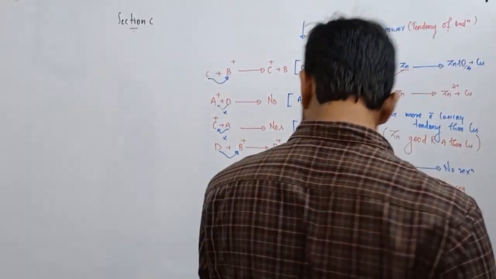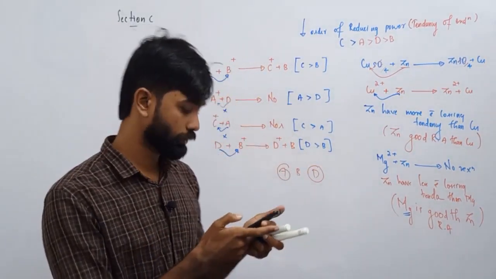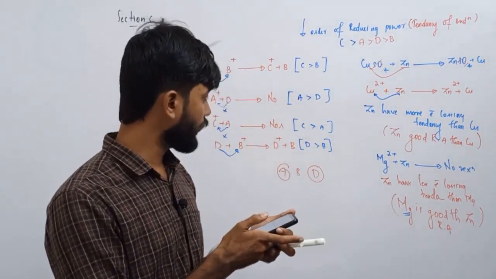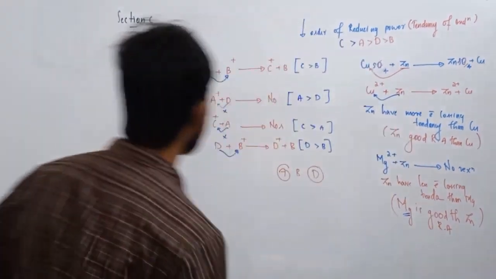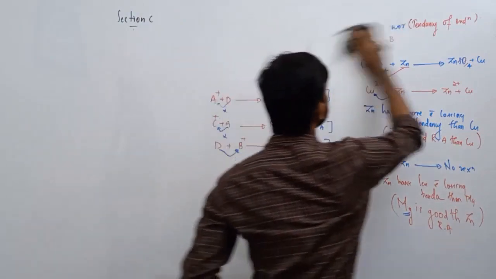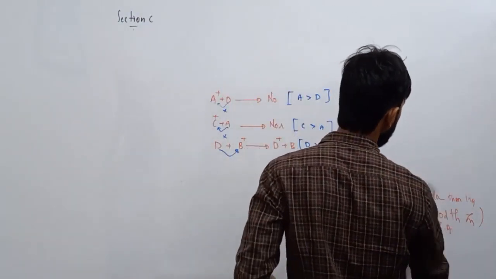Okay, it's a good question. Decreasing order of reducing power: you can choose the choice as C, A, D, B. C, A, D, B. Your choice is 4. Ready. The next question.